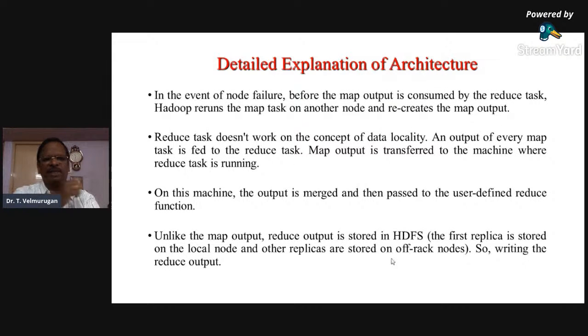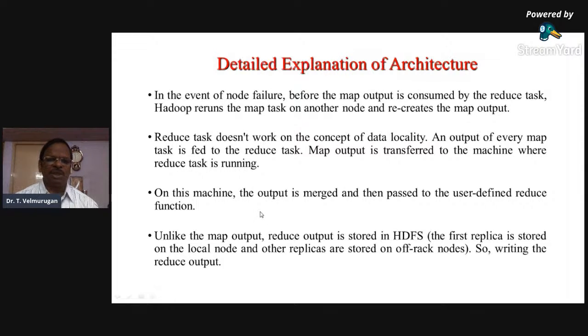In the event of node failure before the map output is consumed by the reduce task, Hadoop reruns the map task on another node and recreates the map output. The reduce task does not work on the concept of data locality. The output of every map task is fed to the reduce task. Map output is transferred to the machine where the reduce task is running. This is the actual scenario in the map and reduce task.